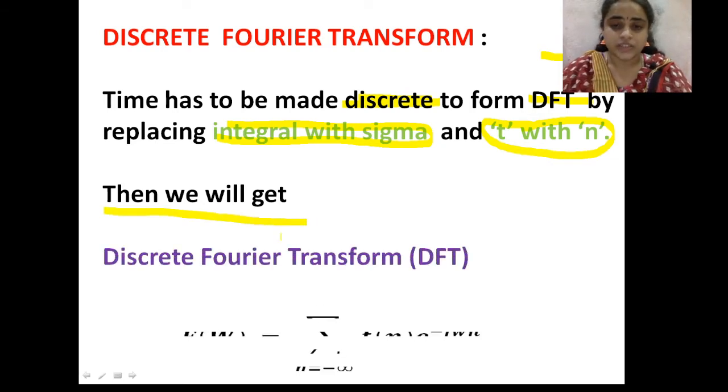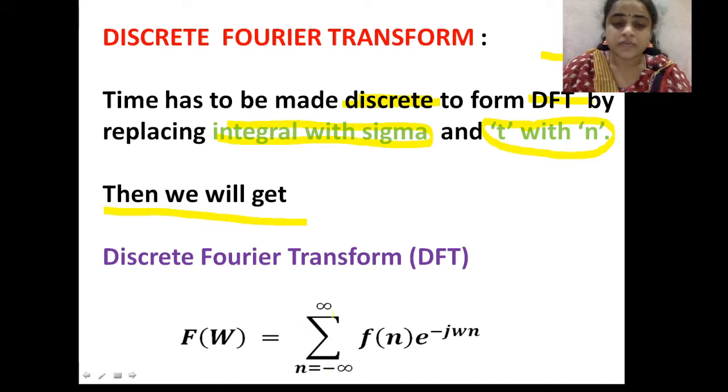the discrete Fourier transform, DFT. The equation is capital F of omega is equal to the summation, n equal to minus infinity to infinity, of f of n into e power minus j omega n, where t is replaced with n and the integral is replaced with the summation. Generally, this is the formula for the discrete Fourier transform.